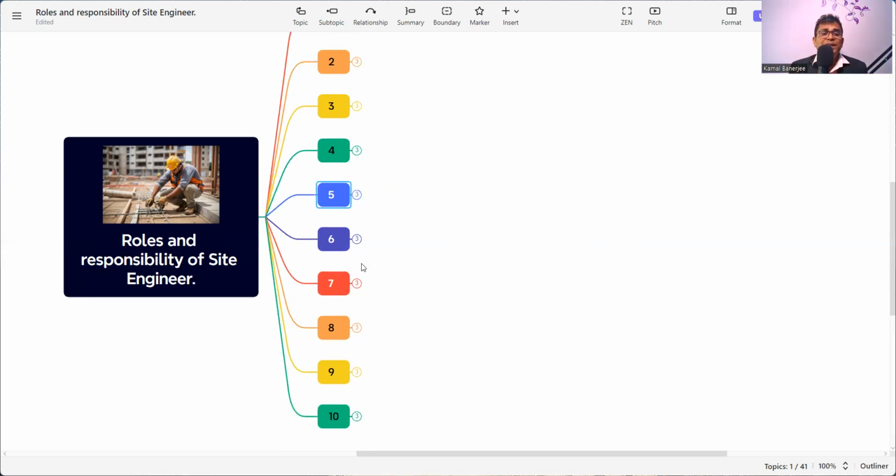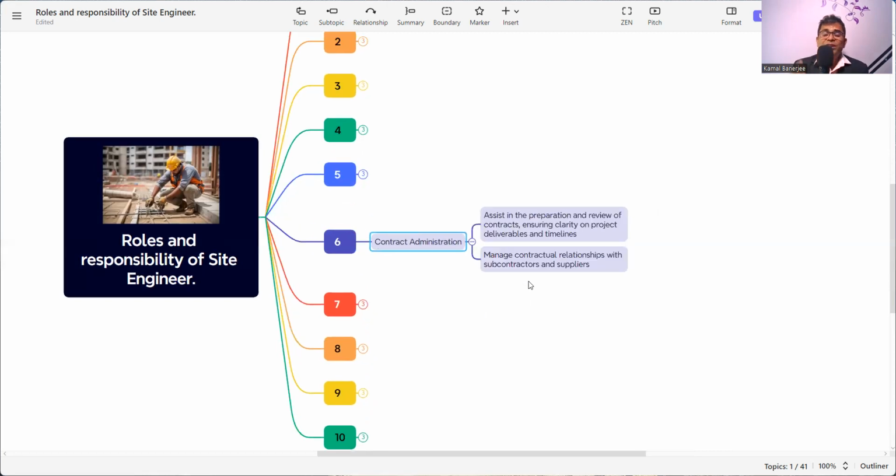The next part is contract administration. Although we have the contract department, as a site engineer, whenever you are working, you are the first eye. You can see the project deviations or the quality deviation. Now, if this is happening, what to do? Assist in the preparation and review of the contracts, ensuring clarity on project deliverables and timelines. Manage contractual relationships with subcontractors and suppliers.